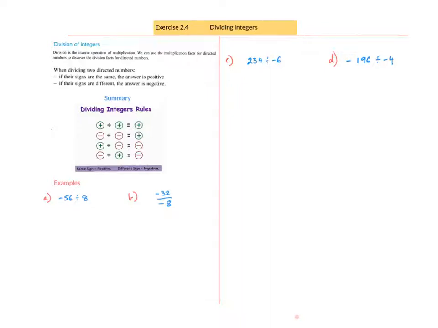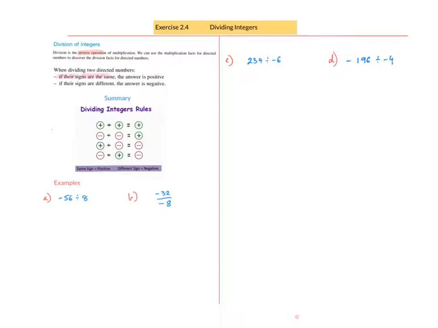So division of integers, okay, very similar to multiplication. And in fact, mathematically, we say that division is the inverse of multiplication. It's the opposite of, all right? But in terms of getting the sign right, it's exactly the same principle.